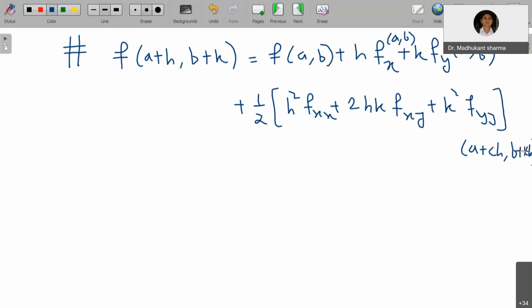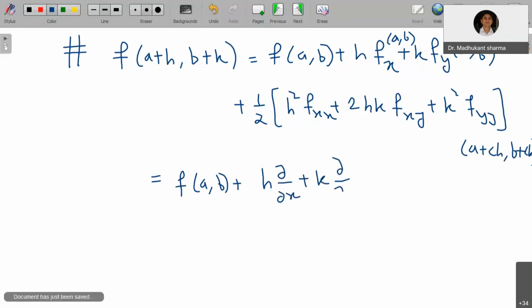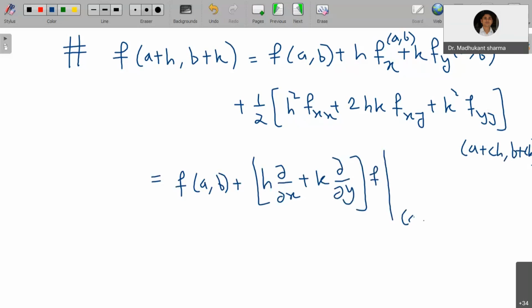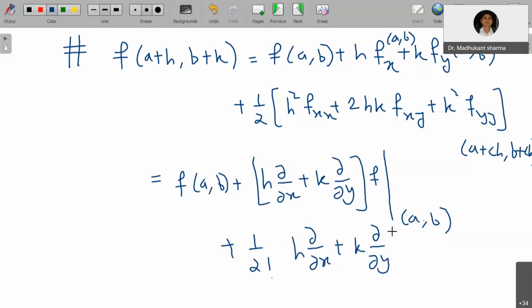Now if you use the further notation, it is going to be f of a comma b, for which we have defined the operator notation: h times del by del x plus k times del by del y of f at a comma b, plus 1 by 2 factorial times h times del by del x plus k times del by del y squared f at the point a plus ch comma b plus ck.